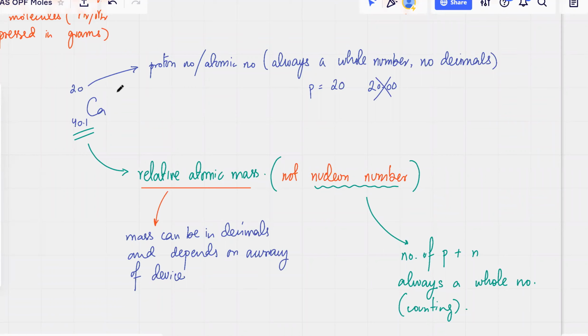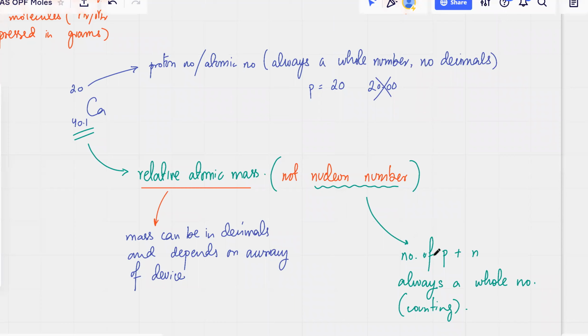They might ask you to calculate the relative atomic mass of this thing, or state the nucleon number of this. The nucleon number is going to be a very fixed whole number. But the relative atomic mass is always going to be in decimals, depending on the accuracy of the device. Now, why are these two numbers almost the same? The reason they're almost the same is a proton and a neutron, what's the relative mass of it? That's given as 1, right?